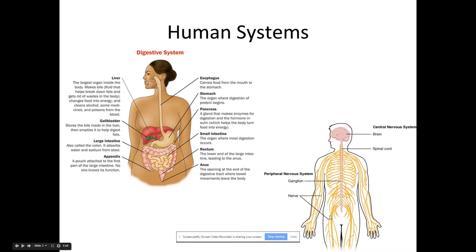So for example, you see something quickly flying towards your head and you move your head out of the way. Well, that is a reflex. And that message is sent quickly to your spinal cord and back to the area of your body and your muscles that you need to move.